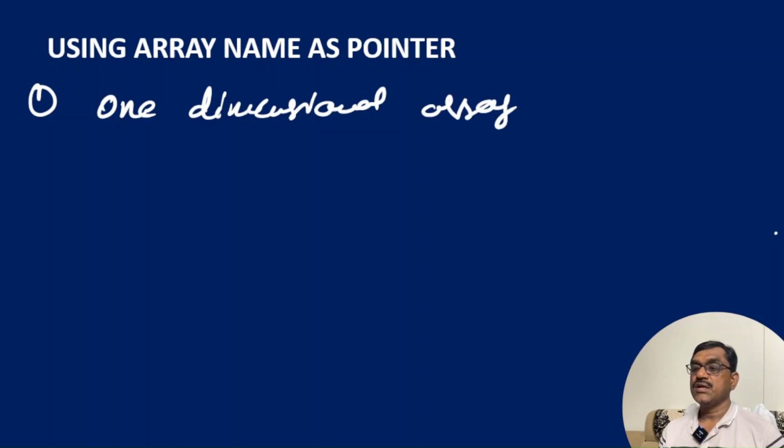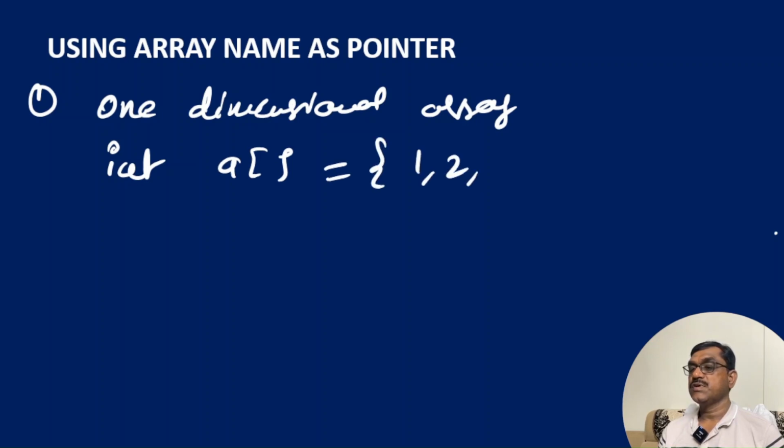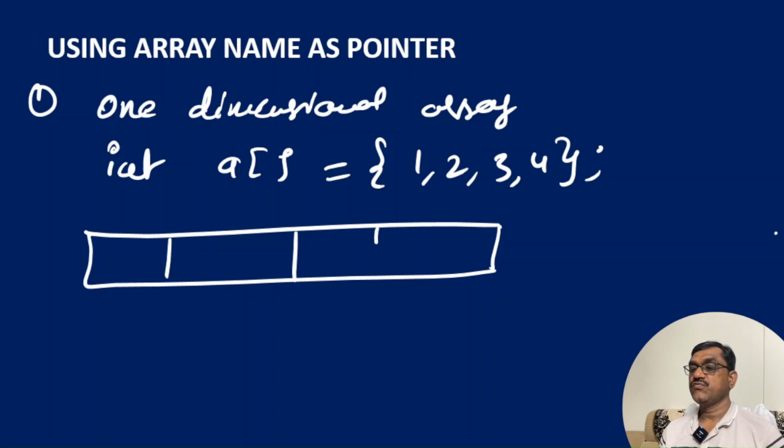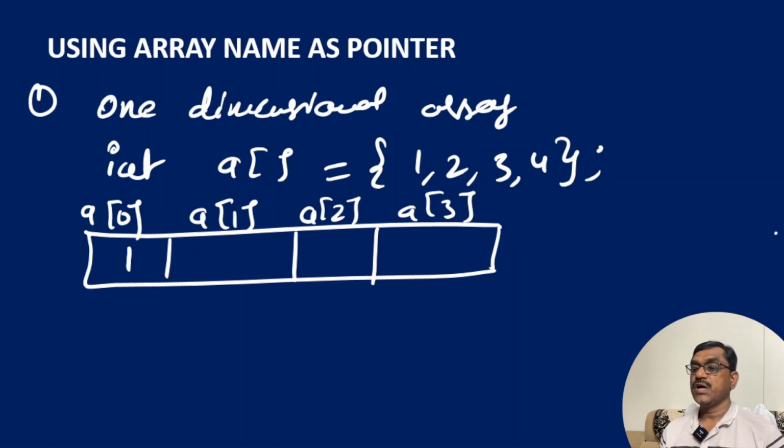Let us take an array like this, integer a is equals to, we have given some elements like this, random elements. And this is the storage representation, which is consisting of 4 elements. You know the first element is denoted by a of 0, and this is a of 1, this is a of 2, and this is a of 3. The values are 1, 2, 3, 4.